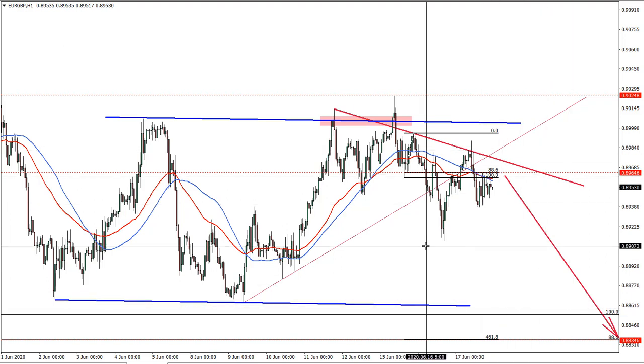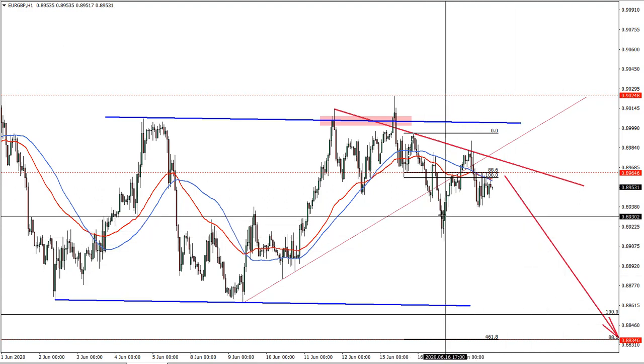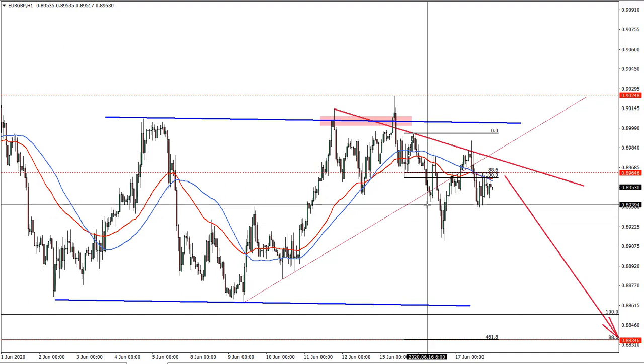So for now, it's a downtrend along with the Euro Japanese yen, and this is what is expected in the coming days.